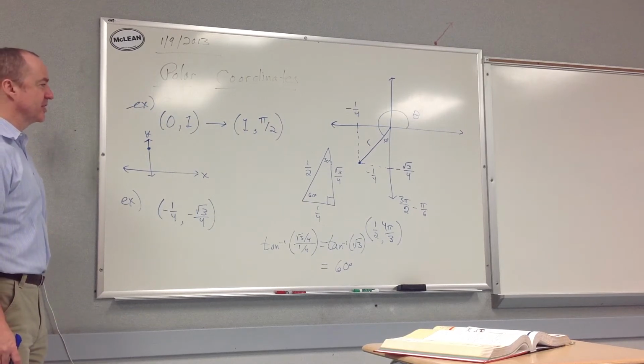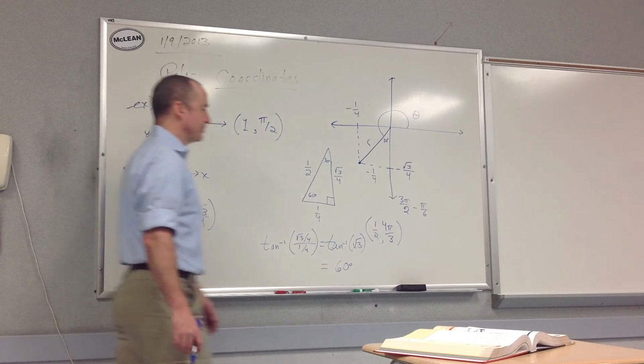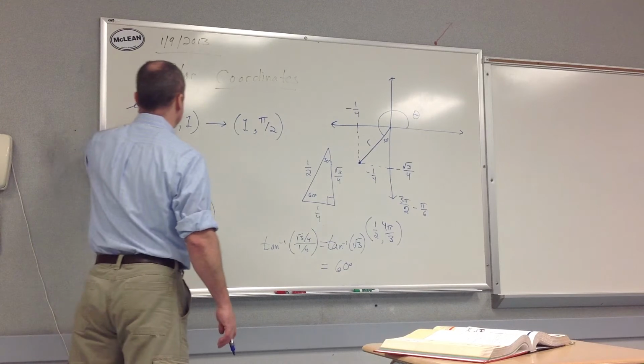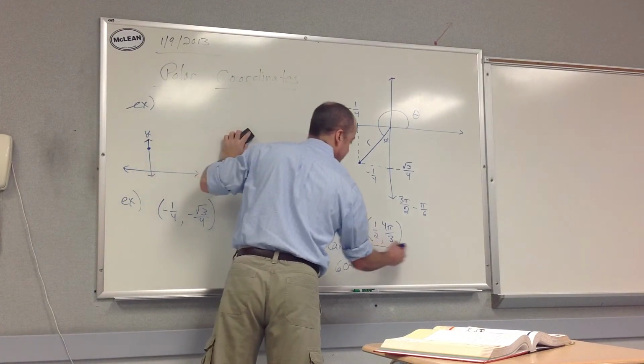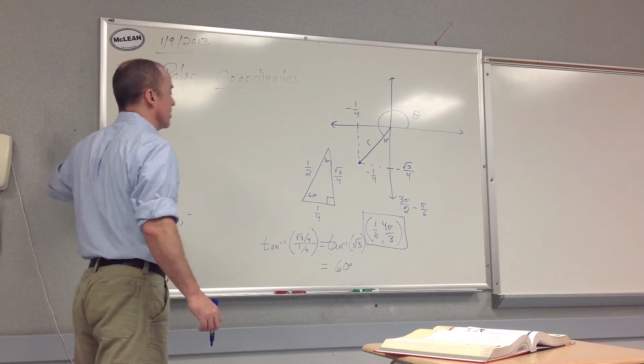A lot going on there. I don't know if I wrote it as neatly as I could have, but that's how you do that one. I'm going to do one more example. So what's the final point? This was the final point: 1/2 comma, r theta was 1/2 comma 4 pi over 3.